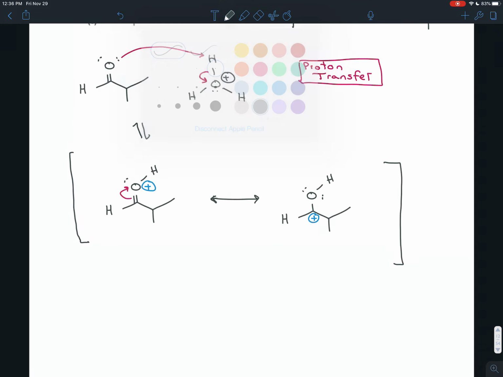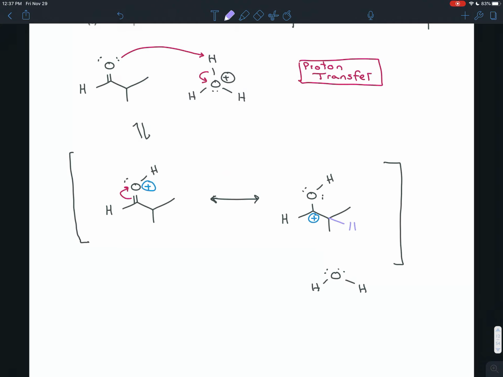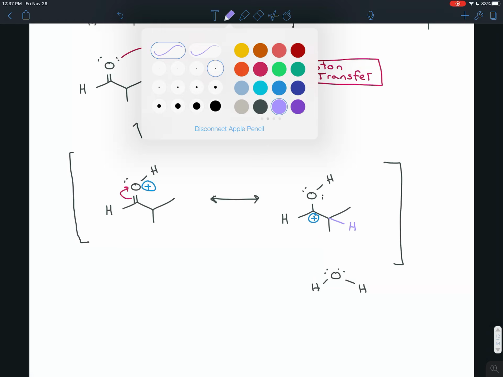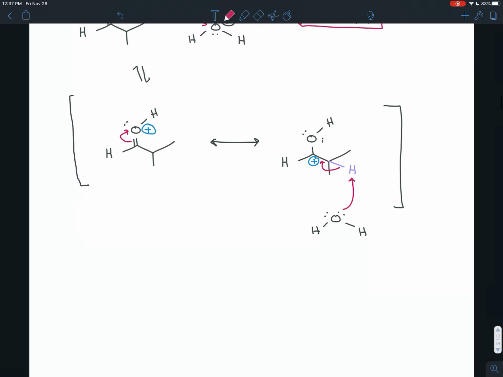In the first step, hydronium lost an H+, so now it's just going to be water. And the water can act as a base. The alpha hydrogen is acidic. This water can steal that hydrogen, and the electrons can go toward the positive charge to create a bond, to stabilize it. So that's our second proton transfer. Whenever you do keto-enol tautomerism, you always have two proton transfers.